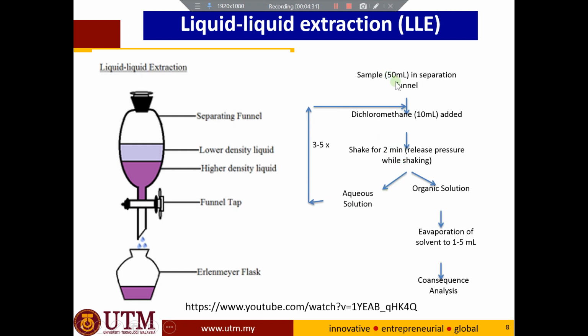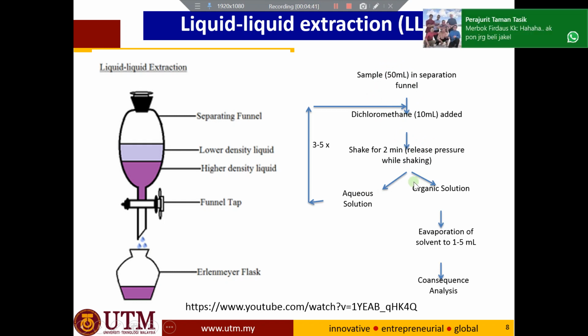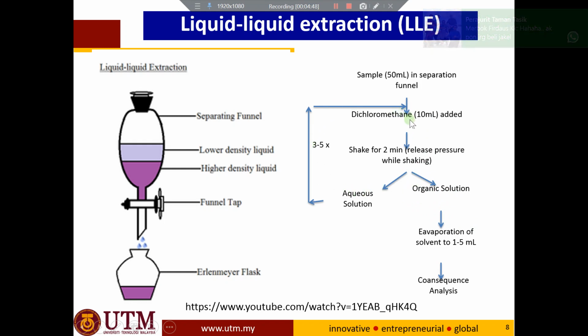Maksudnya you letak 50 ml is your sample in the aqueous solution, so you proceed the extraction with 10 ml. You shake for 2 minutes, release the pressure, you 10 ml ni you letak dalam satu bekas yang lain. The remaining aqueous solution will be inserted back into the funnel. You add more dichloromethane and then you repeat this process for another 2 times. You have 30 ml of extraction dichloromethane.